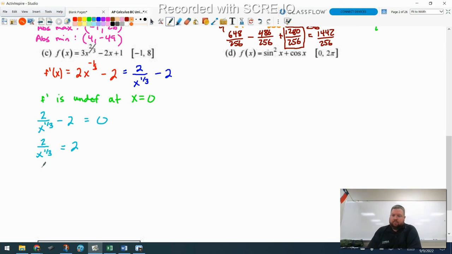I'm going to multiply by the denominator. I'm going to divide by 2. And then I'm going to cube both sides. And so I end up getting x is equal to 1. All right, so I have a critical point at 0, I have a critical point at 1, and then I have my endpoints. So let's make our table.